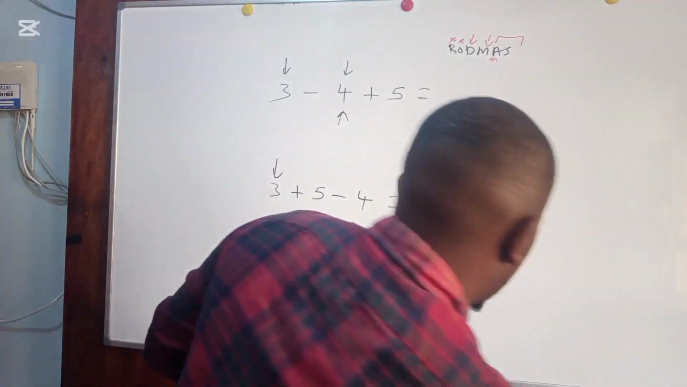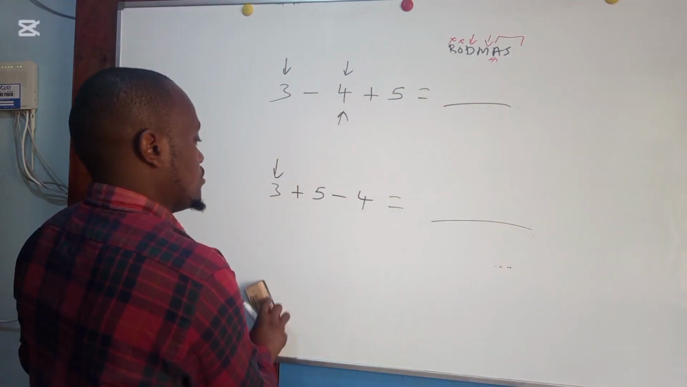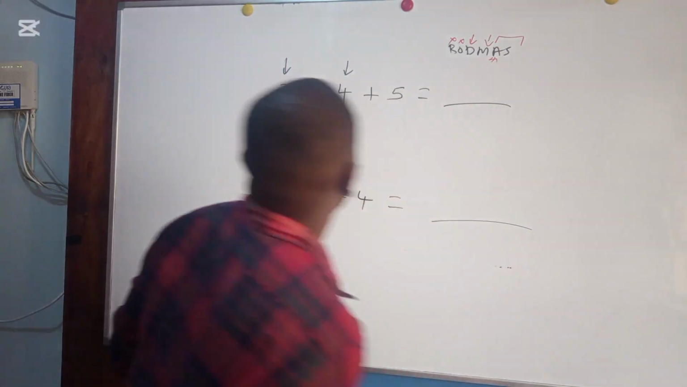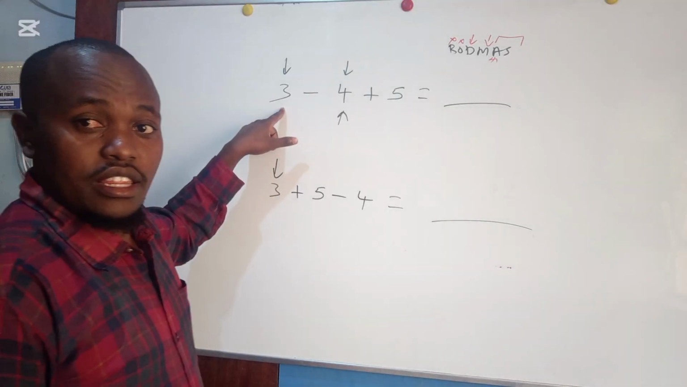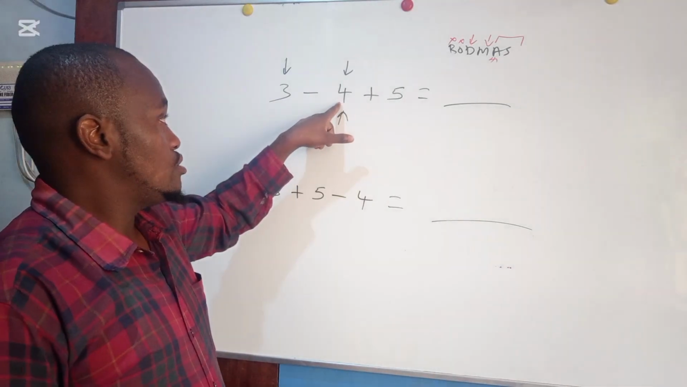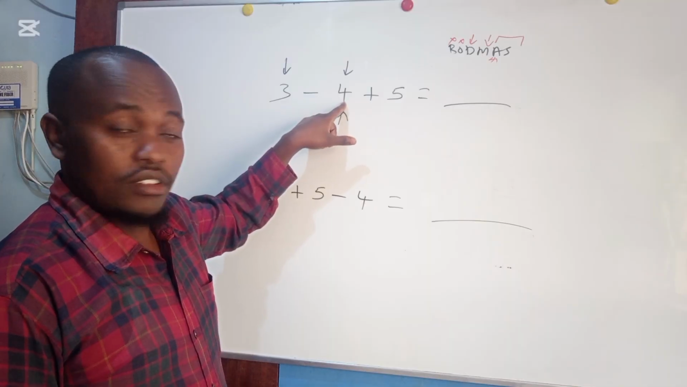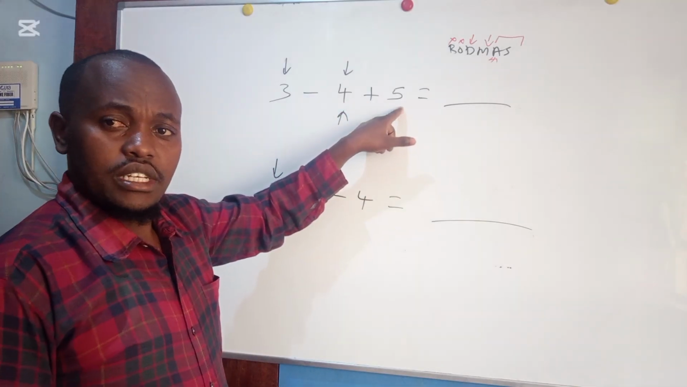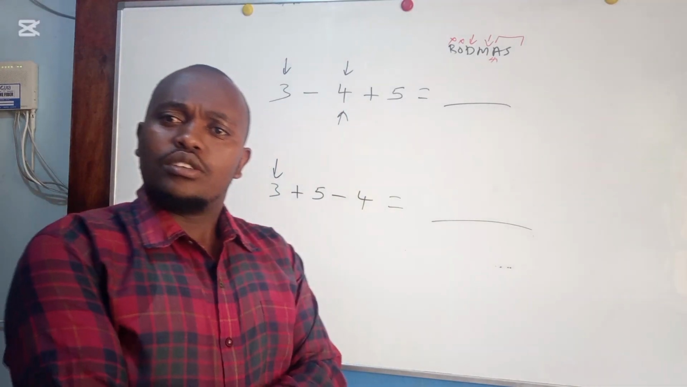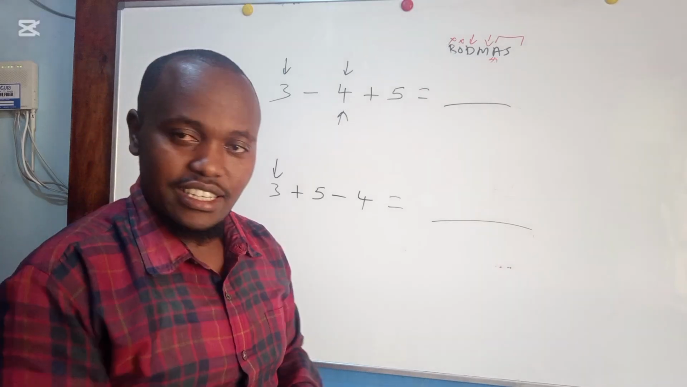So you go to the bank, you deposit 3,000, you withdraw. Withdraw is minus, you withdraw 4,000, then you deposit 5,000. So your bank, what amount will your bank read? Yes, that is the case. And this is also the case here.